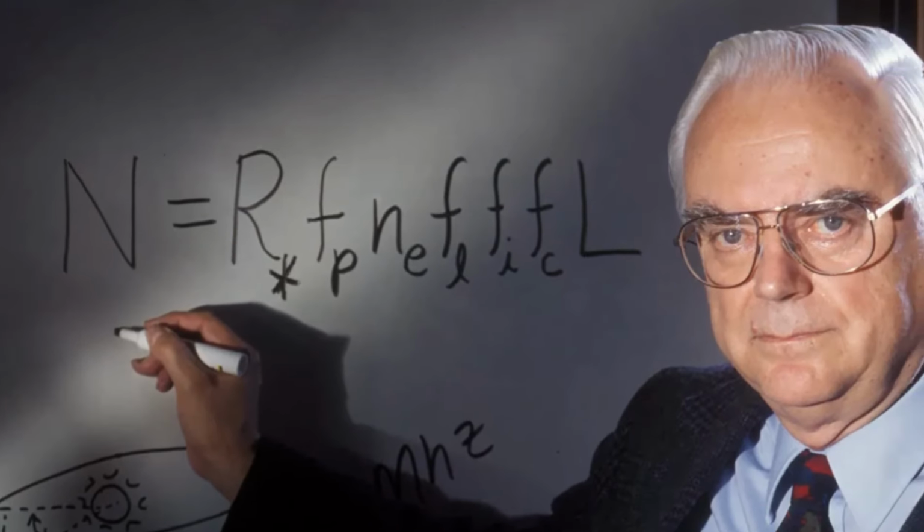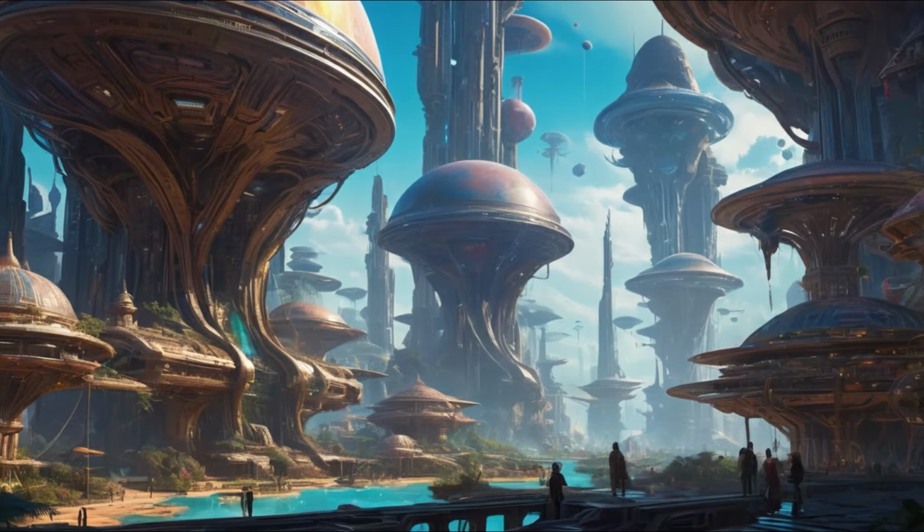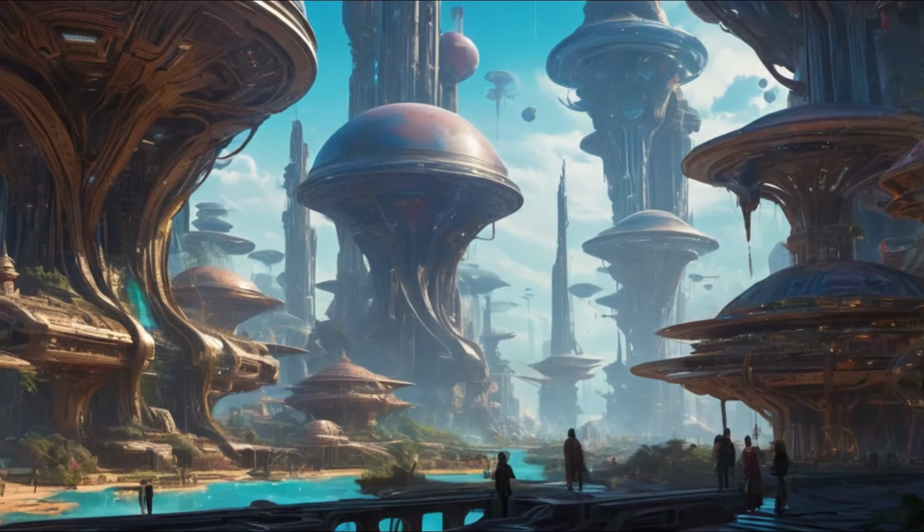The Drake equation was developed by American astronomer Frank Drake in 1961 as part of an effort to guide discussions at the first scientific meeting on the search for extraterrestrial intelligence. Let's break down each term in the equation.